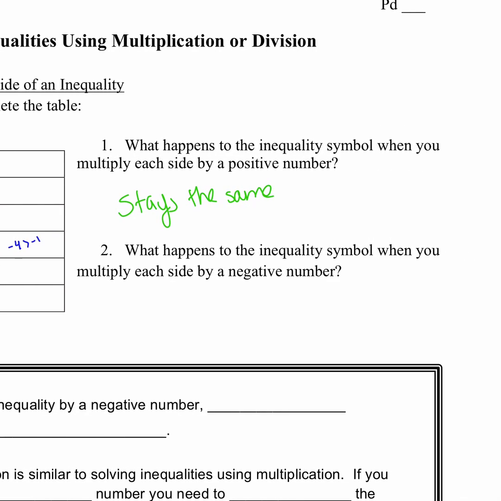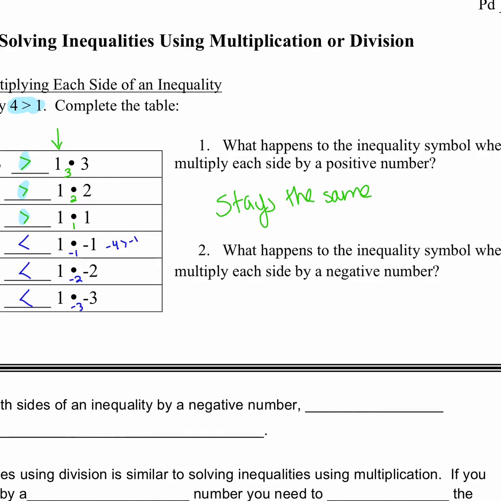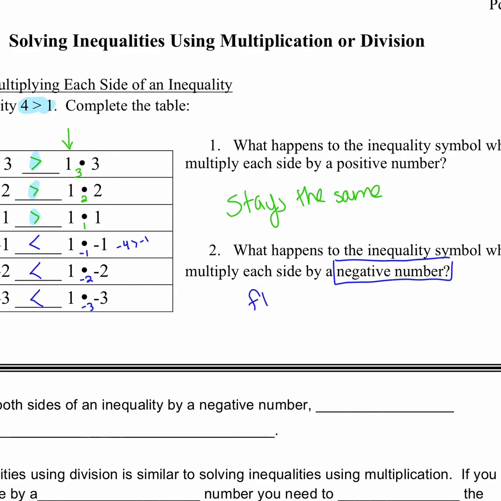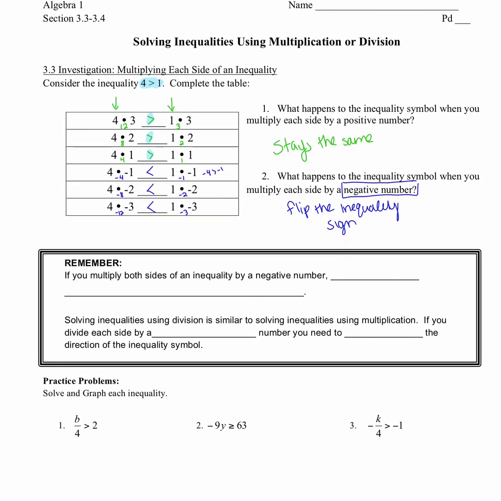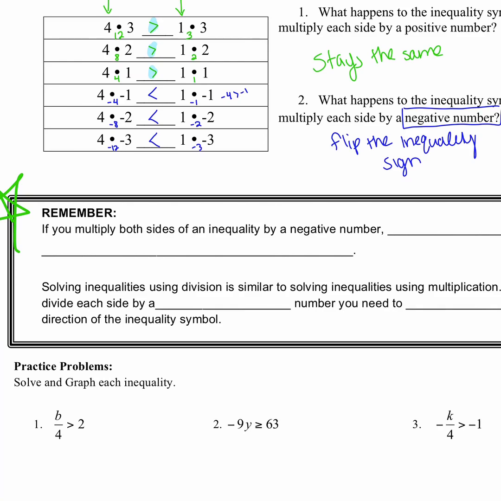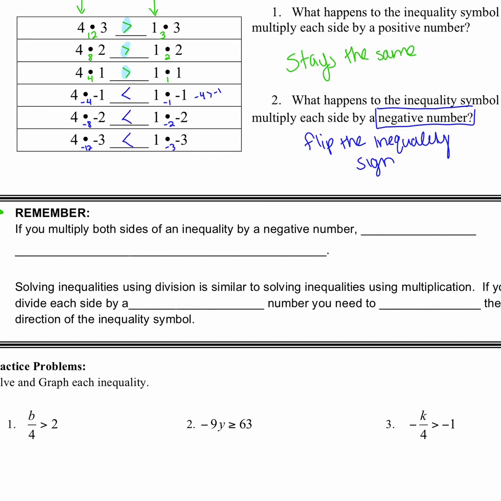But what happens to the inequality sign when you multiply each side by a negative? So what actually happened was we had to flip that inequality sign. That way it made a true statement. So this is very important, and this is different from solving equations. We never had to worry about this. If you multiply both sides of an inequality by a negative number, you must flip the inequality sign. Otherwise, you're making a false statement.